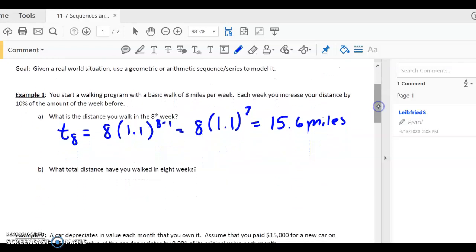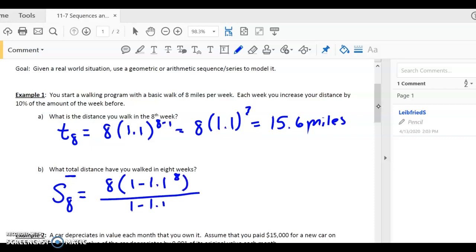What is the total distance? Another word for total would be the sum. So the total distance in 8 weeks is the sum of 8 weeks. The first term, t1, was 8. Then remember the formula from the previous days: 1 minus r, where r is 1.1, to the n, which is 8, all over 1 minus r. I would just do this right in your calculator all at once, and you're going to get approximately 91.5 miles. That's a lot of miles.